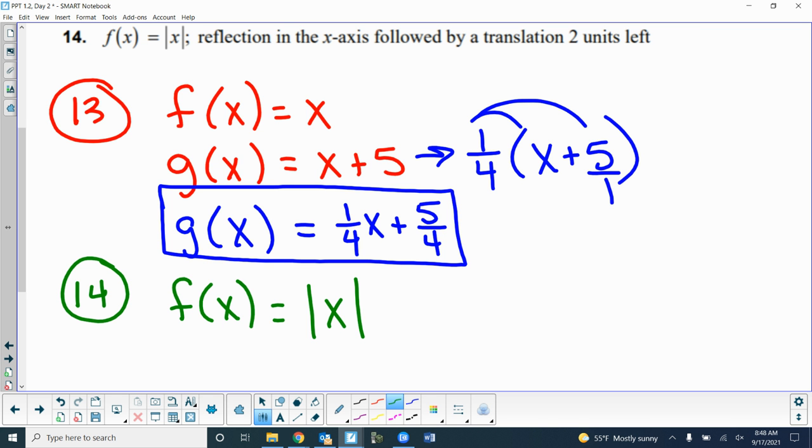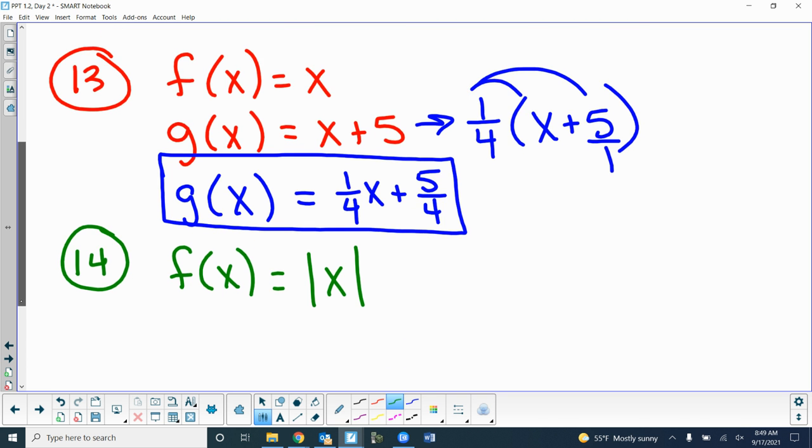Our function is f of x equals the absolute value of x, which is our parent function for what family? Absolute value. What's it look like? A V. What's the domain? All real numbers. What's the range? Where does it start? Where's the vertex at? Y is greater than or equal to 0. That's where the vertex is. It's going up, our V. So the very bottom, our lowest y value is 0. So y is greater than or equal to 0.